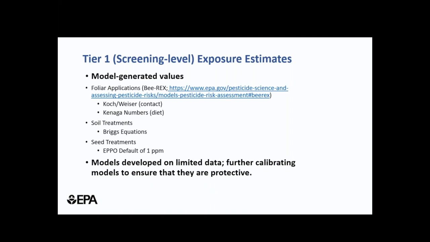For soil treatments, exposure estimates are based on the Briggs equation, which considers chemical and physical characteristics of the pesticide relative to measured values in plant tissues. Similar to what is done in the European Union, a default exposure value of 1 milligram per kilogram is assumed for residues in diet from seed treatments. EPA is continuing to refine these predictive models as more data become available.